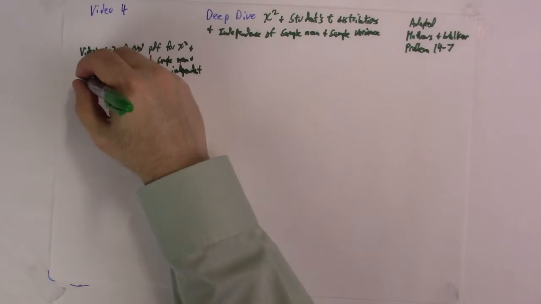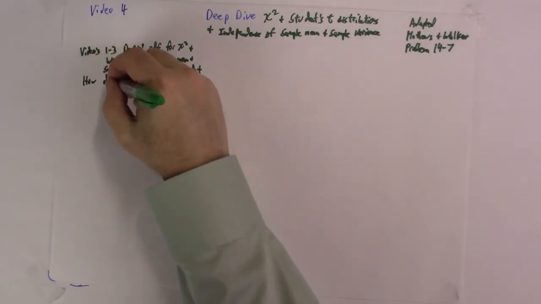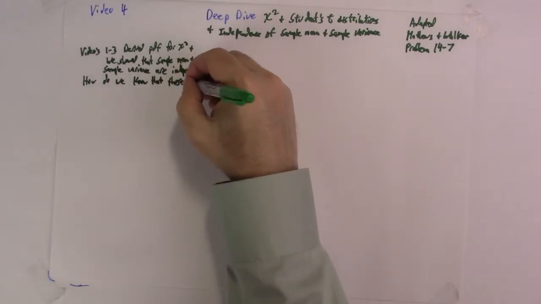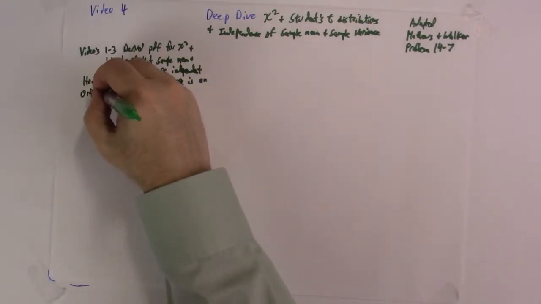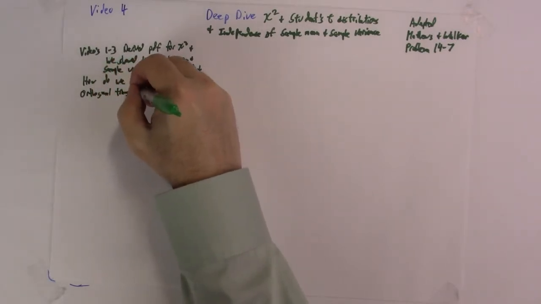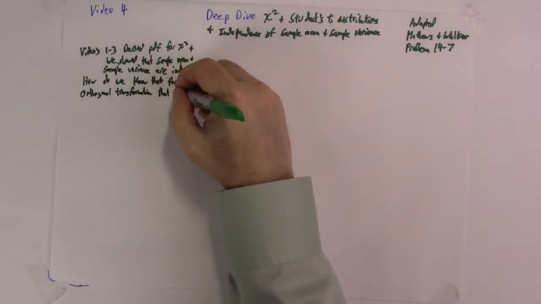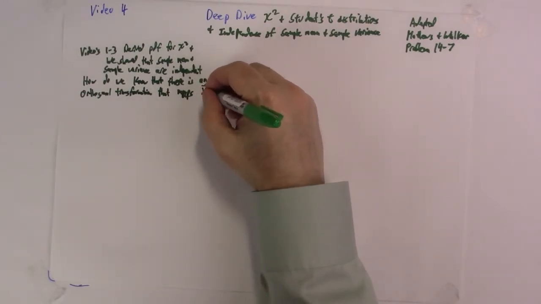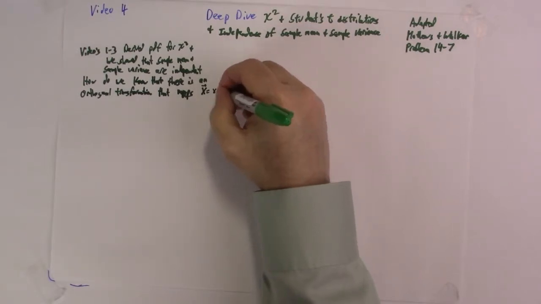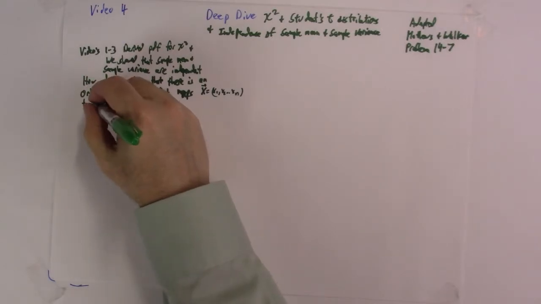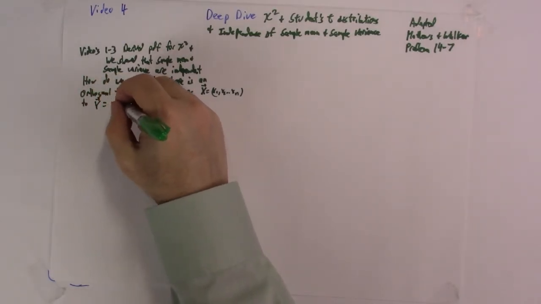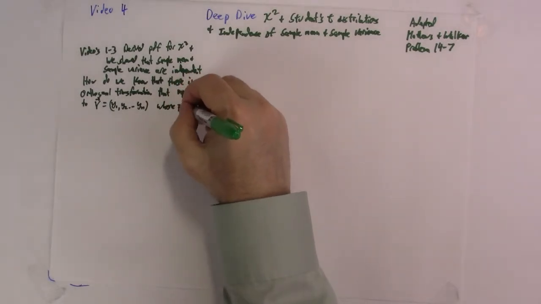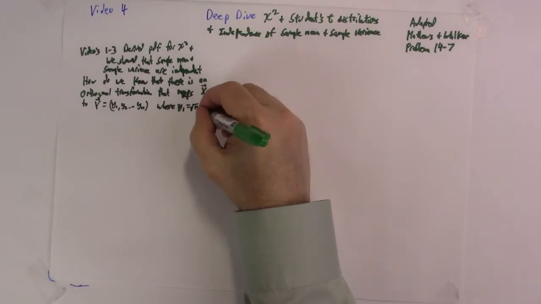And so the question, I said, how do we know that there is an orthogonal transformation that maps x, say the whole point x, the vector x equal x1, x2 to xn, to the vector y where y1 is equal to the square root of n x bar.